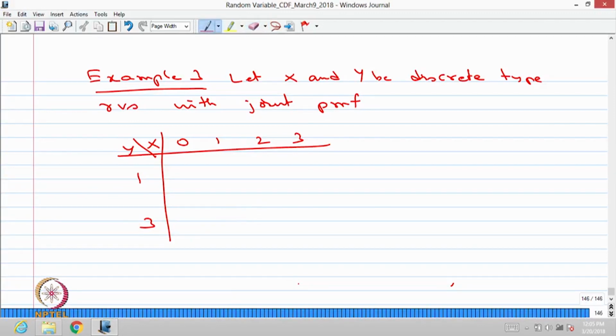where x denotes the number of heads obtained when we toss an unbiased coin 3 times, and y is the absolute difference between the number of heads and the number of tails obtained. Therefore, the possible values of y are 1 and 3, and the possible values of x are 0, 1, 2 and 3. And in that problem we got the joint probability mass function: 0, 3 by 8, 3 by 8, 0, then 1 by 8, 0, 0 and 1 by 8.